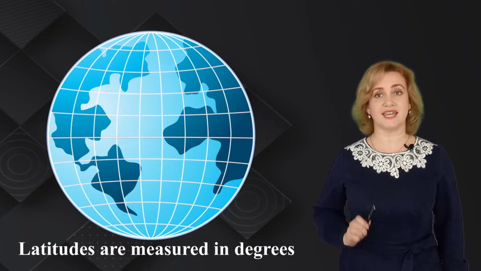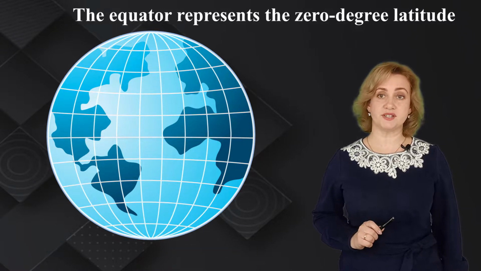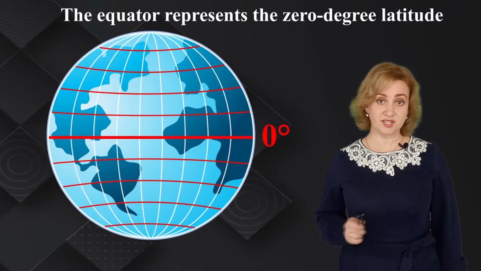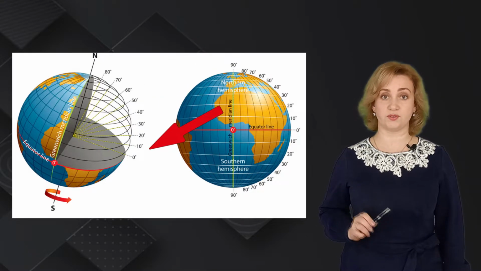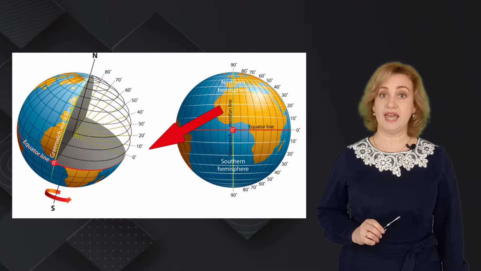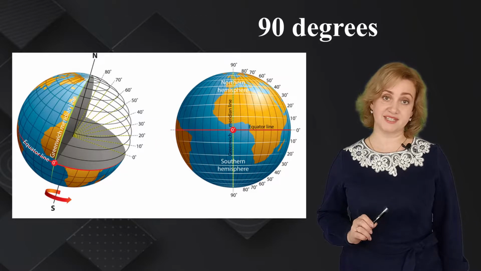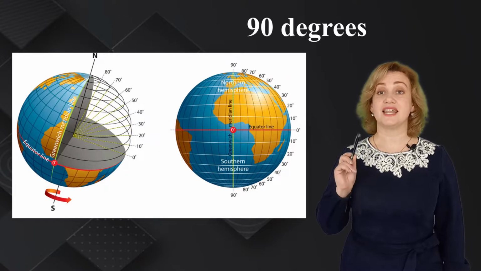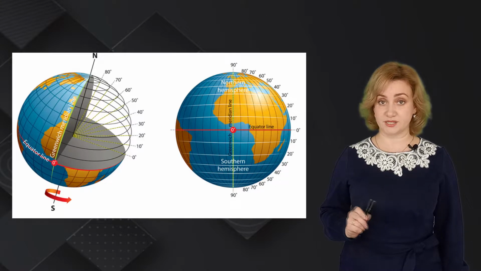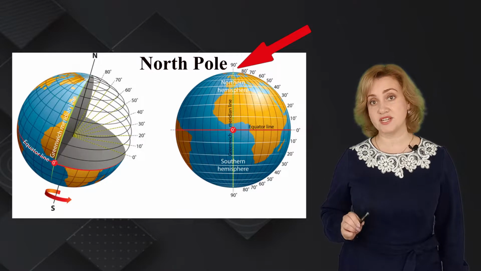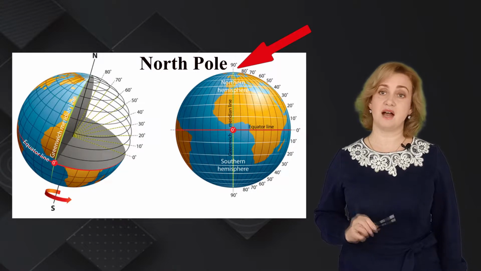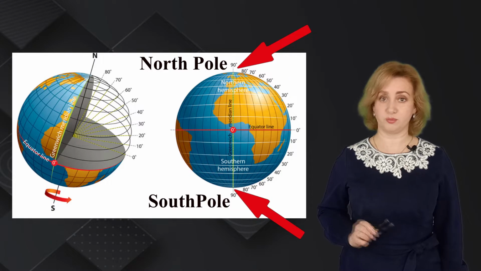Latitudes are measured in degrees. The equator represents the 0-degree latitude. Since the distance from the equator to either of the poles is 1/4 of a circle around the Earth, it will measure 90 degrees. Thus, 90 degrees north latitude marks the North Pole and 90 degrees south latitude marks the South Pole.